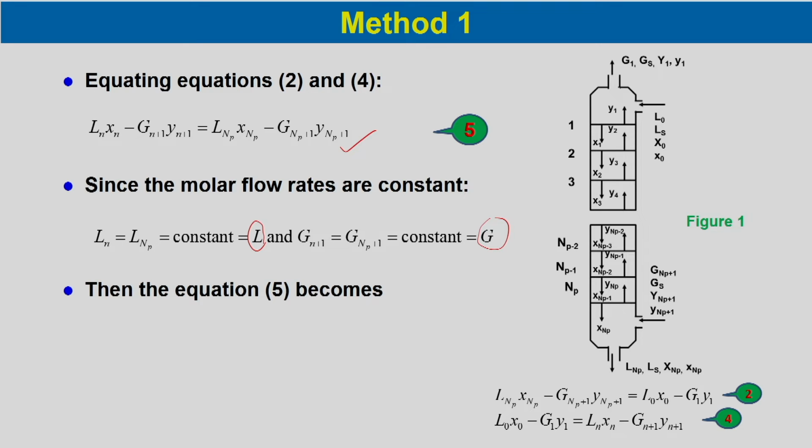So, this equation 5 would be reduced to L into x n minus x N P equal to G into y n plus 1 minus y N P plus 1.